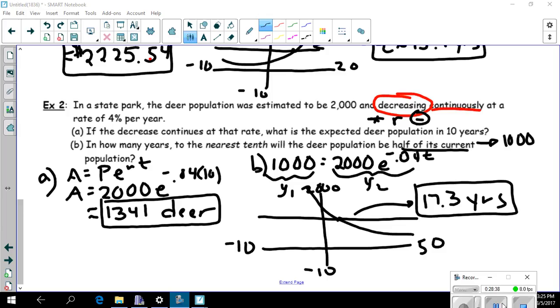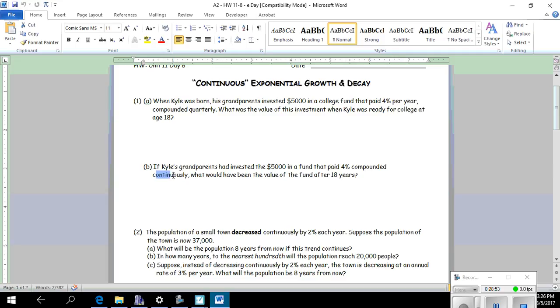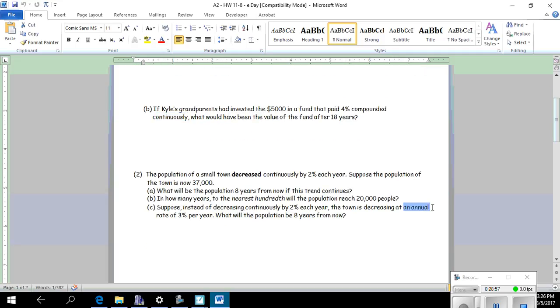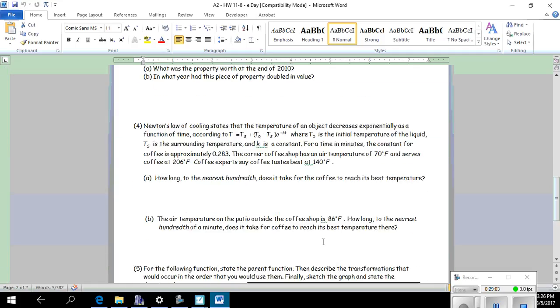This is what your homework looks like. Now, be careful. Some places in here, we're not talking about e. Like you see this first one, Kyle is ready for college because it's compounded quarterly. That's one of those older formulas with the n's in it. This is compounded continuously, so now I'm using PERT. If I'm decreasing at an annual rate, then it's just that 1 plus r formula. So it's all kind of mixed together. So make sure you're watching when it's e and when it's not e.